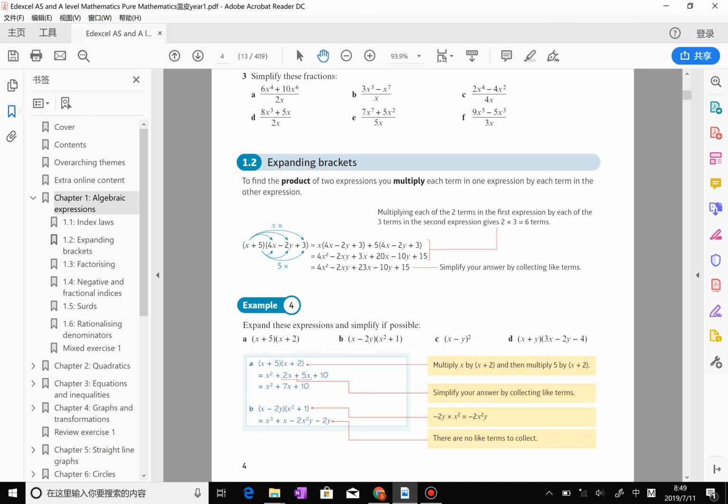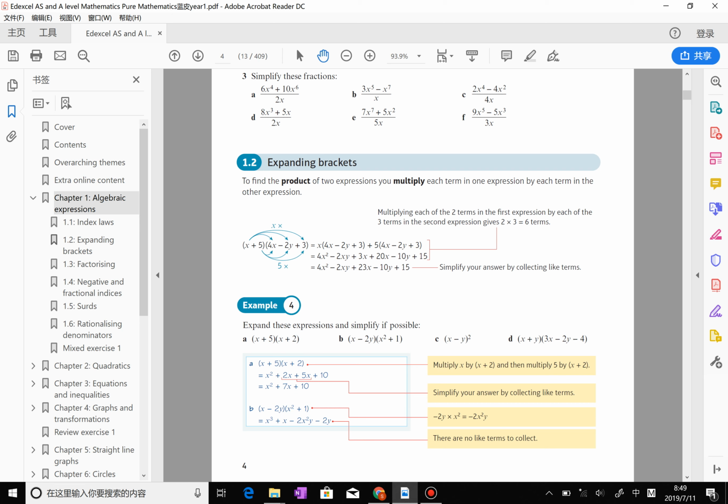All right, so let's look at an example in the book. Let's look at example 4. Expand and simplify. For a, (x plus 5) times (x plus 2). Use the method where we take the first x in the first bracket and multiply it by x plus x times 2. Then we take the 5 in the first bracket, x plus 5 times 2. So the final answer should be x squared plus 7x plus 10.